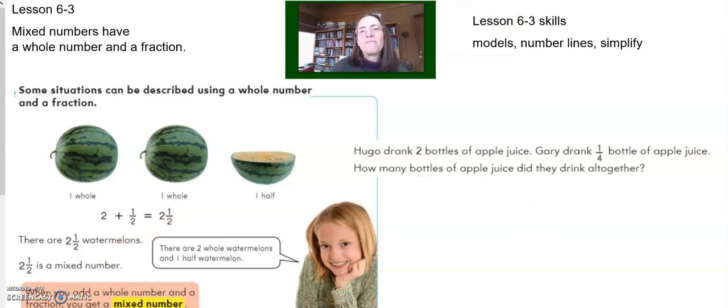Now, let's see if we can figure this one out with this word problem. Hugo drank 2 bottles of apple juice. Gary drank 1/4 of a bottle of apple juice. How many bottles of apple juice did they drink altogether? Well, we've got 2 whole ones, so I'll write 2. And then we've got Gary drinking 1/4, not as thirsty as his friend Hugo. And that's a mixed number.